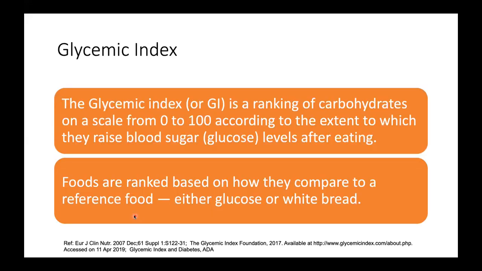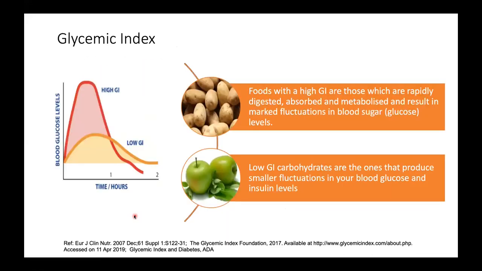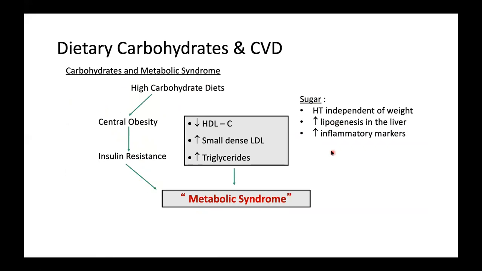What is glycemic index? I'm not going into detail. Just remember that foods with a high glycemic index are those which are rapidly digested and absorbed, and they cause marked fluctuation in the blood sugar level. Low glycemic index means they don't change blood glucose so rapidly. We have already discussed that high carbohydrate decreases HDL cholesterol, which is a protective lipoprotein, and increases small dense LDL and triglyceride. This combination is part of the metabolic syndrome. It is also known as the atherogenic lipid profile.